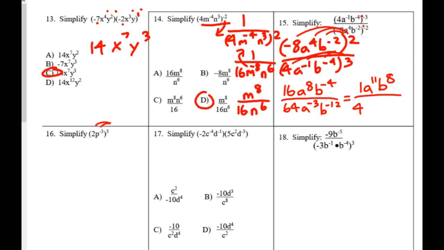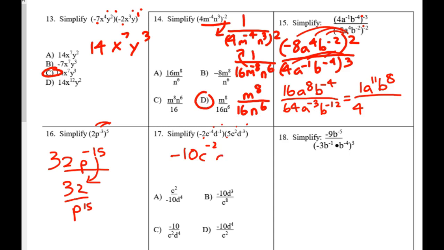Alright, so let's distribute this. 2 to the 5th power. 2 times 2 is 4, times 2 is 8, times 2 is 16, times 2 is 32. And p to the negative 15 power because we multiply, which means it's going to go down, so it's going to be 32 over p15. Okay. Negative 2 times 5 is negative 10. Add these up, I get c to the negative 2. Add these up, I get d to the negative 4. Those are going down, so we get negative 10 on top, c squared, d to the 4th in the bottom.